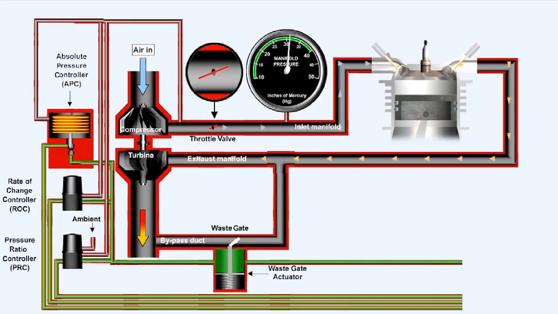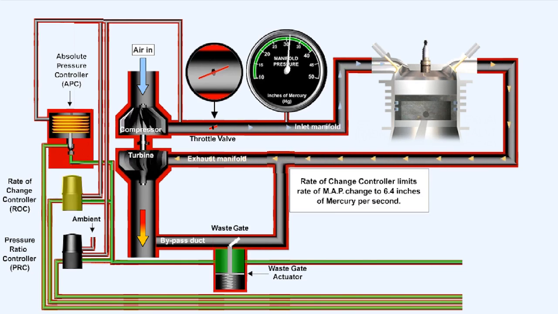Some engines have the oil pressure control for the wastegate actuator managed by 3 controllers, all of which sense compressor outlet pressure. The 3 controllers are an absolute pressure controller, a rate of change controller, and a pressure ratio controller. We've already described the operation of the absolute pressure controller. Here we'll concentrate on the rate of change controller and the pressure ratio controller.